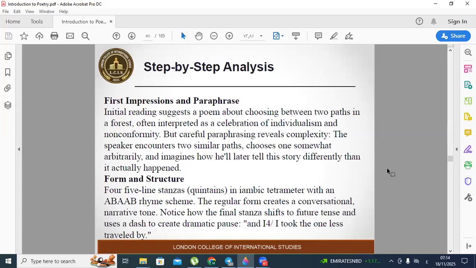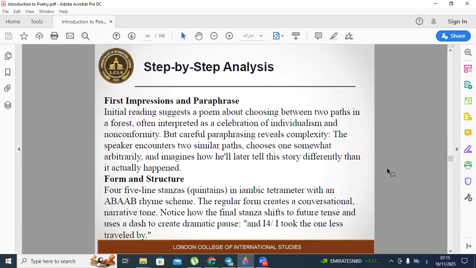He then imagines how he will tell this story in the future, with a sigh, claiming he took the less traveled road, and that choice made all the difference. Notice what this perhaps reveals. The speaker acknowledges the paths were actually very similar, but imagines he'll later claim he took the unique path.